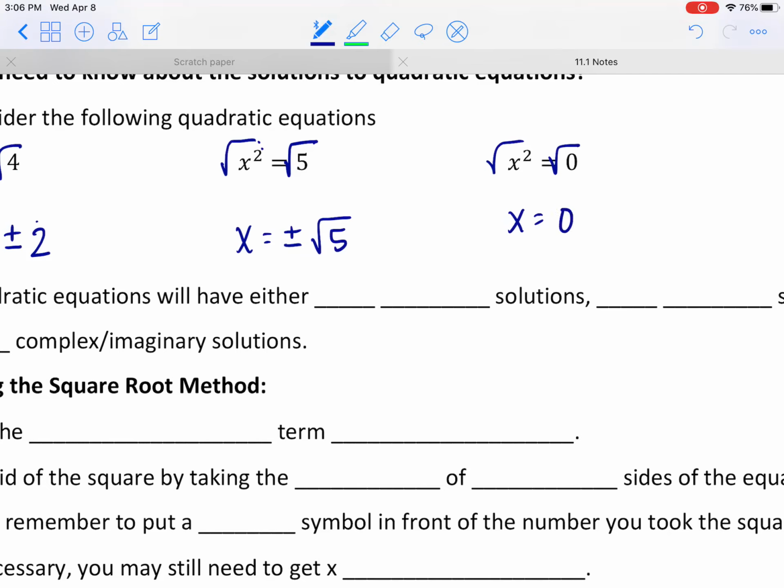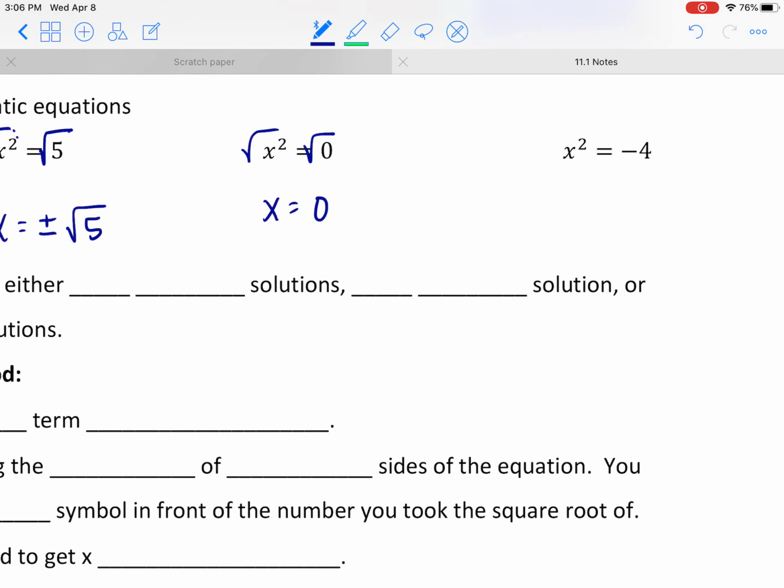How about here? Hopefully we know this one, right? But if we square rooted both sides, that's going to cancel. Technically, I should be putting in a plus or minus, but what's the square root of 0? Well, just 0. Is there a difference between a positive and a negative 0? No. So even though we're supposed to put plus or minus, it doesn't do anything here, which means just x equals 0 is our solution.